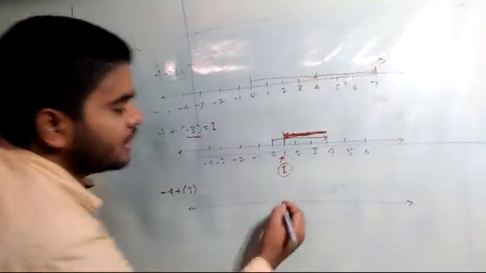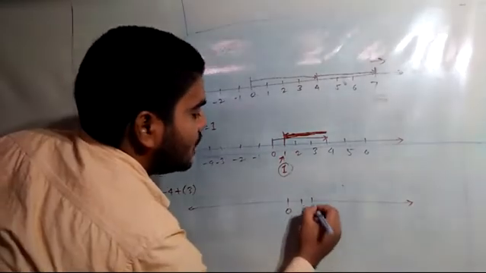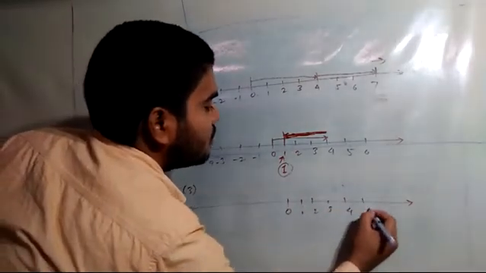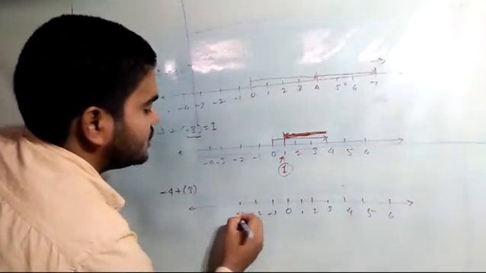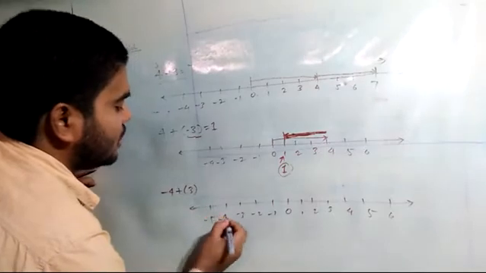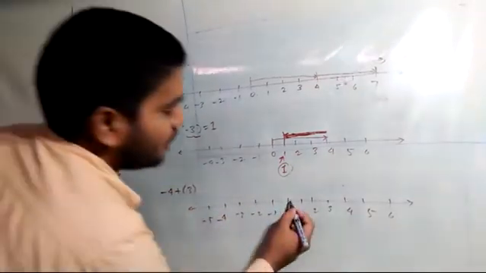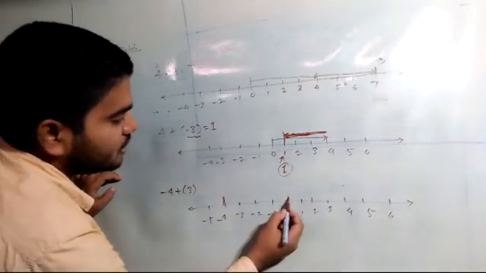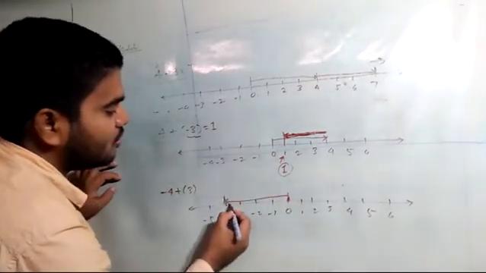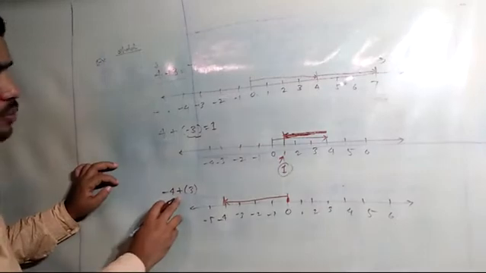So here you will take 0, 1, 2, 3, 4, 5, 6, minus 1, minus 2, minus 3, minus 4, minus 5. Minus 4 you have to come. Here I am having 0. I have to come up to minus 4 here. So from here to here I will draw one line. It is minus 4. Now how much we have to add?